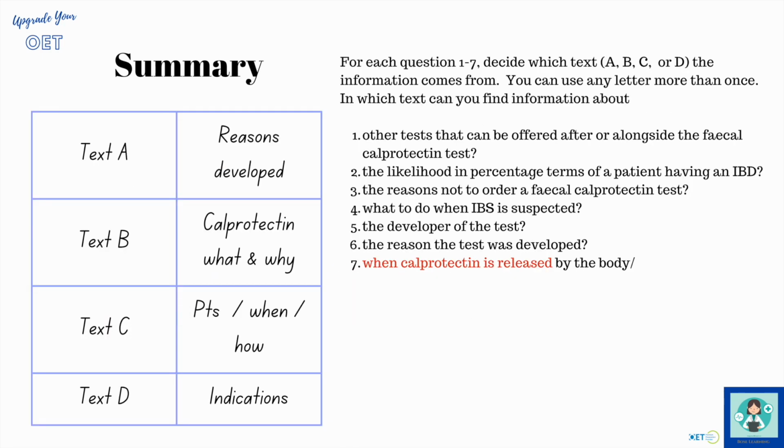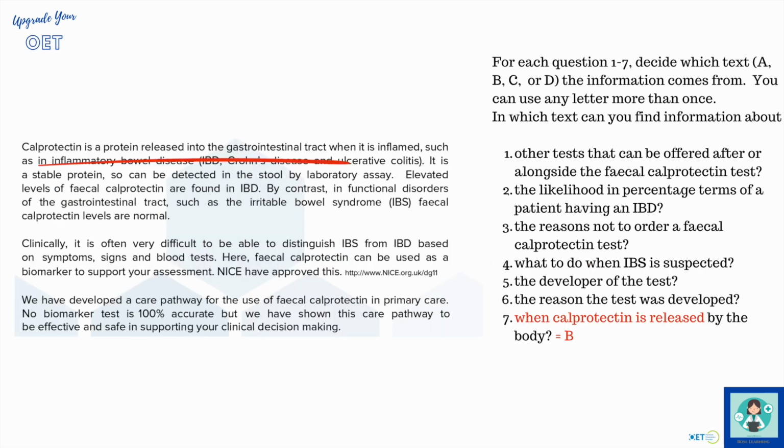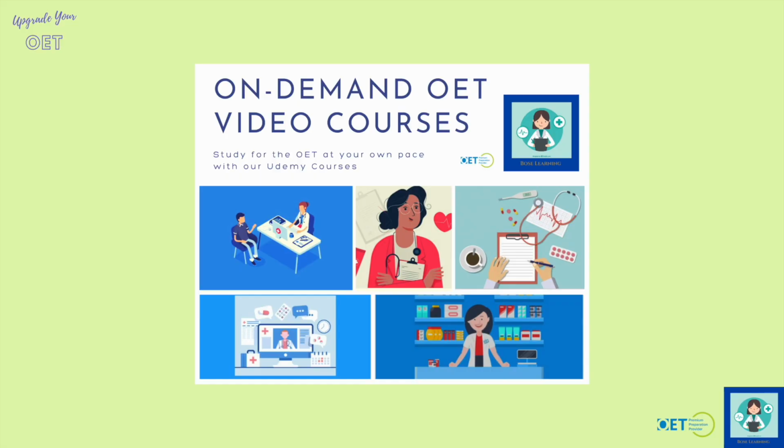And number 7, when calprotectin is released by the body, when is it released? Here we go. B. It is released when it is inflamed. So it was text B. So that was a very quick look at how you can answer which text contains.